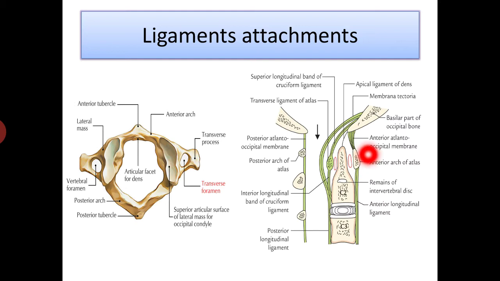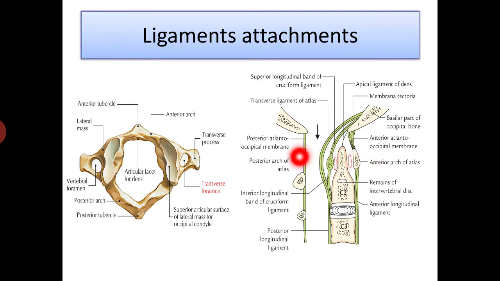Now see this upper part of the atlas vertebra, that will give attachment to the anterior atlanto-occipital membrane between the upper part of the atlas and the occipital condyles. Okay, so the upper surface of this atlas vertebra will give attachment to the anterior atlanto-occipital membrane, while the lower surface of this anterior arch will give attachment to the highest part of the anterior longitudinal ligament.